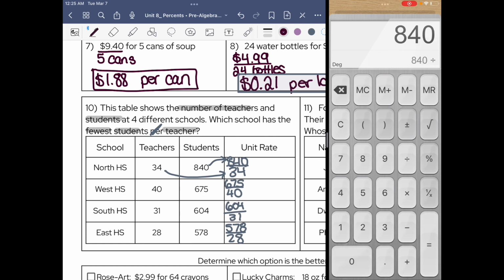840 divided by 34. It's a crazy long decimal. It starts with 24.7, and then there's a 0. But since the third number is a 5, you're going to round that 0 up to 1. Then we do 675 divided by 40. That's 16.875. I think that is 16.87, but the 5 makes it round up to 16.88.